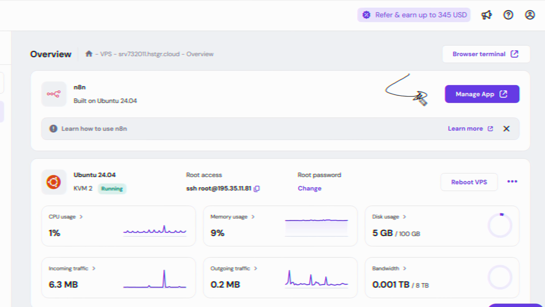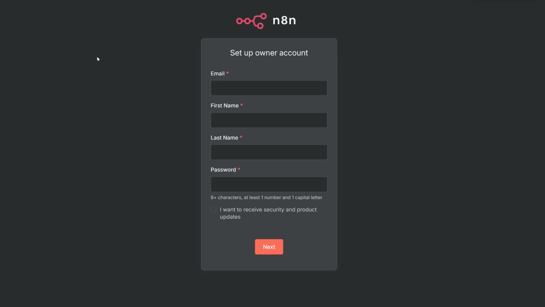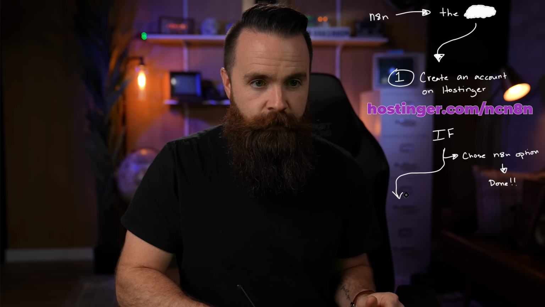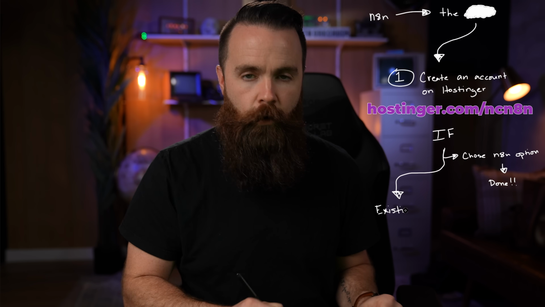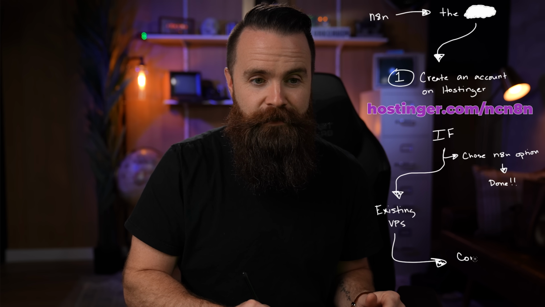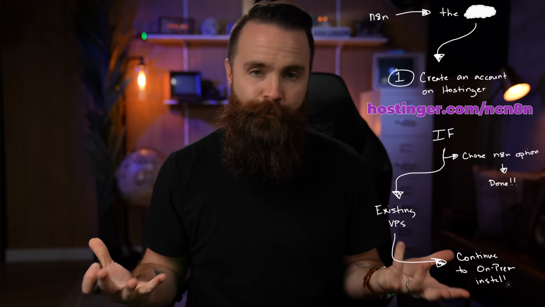Now, if you chose that special n8n option, you're pretty much done. If, however, you already had a Hostinger server, maybe running Ubuntu or something, or any other type of VPS, continue on to the on-prem installation. It's gonna be pretty much the same.